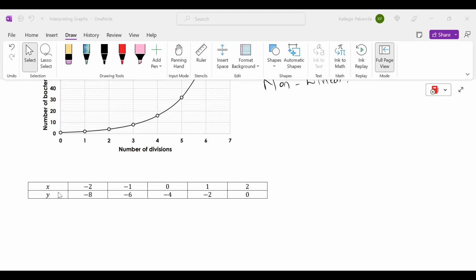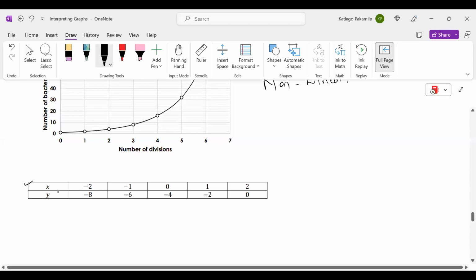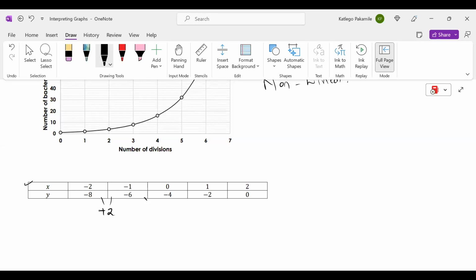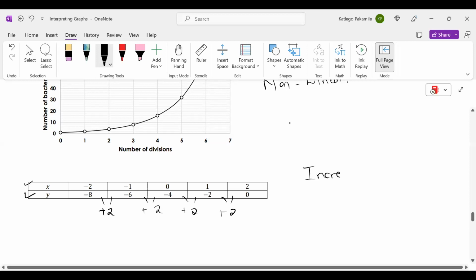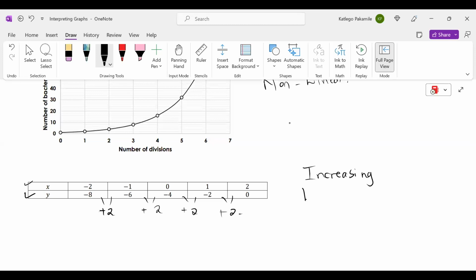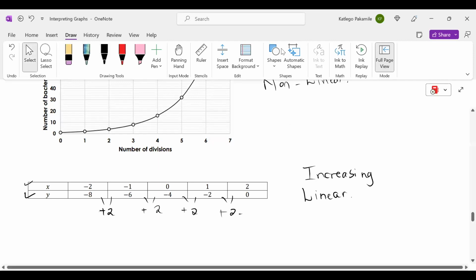Oh, nice. Okay, let's look, guys. So the x's are obviously increasing, right? -2, -1, 0, 1, 2. So this we know is increasing already. Now let's look at the y coordinates. To go from -8 to -6, are we increasing or decreasing? And by how much? Tammy says +2. -6 to -4, +2. -4 to -2, +2. So we're definitely increasing. Okay, so if we're both increasing, then that would be an increasing function. And if you check, we have a constant difference. So then that would make this a linear graph. So this is a linear increasing function.